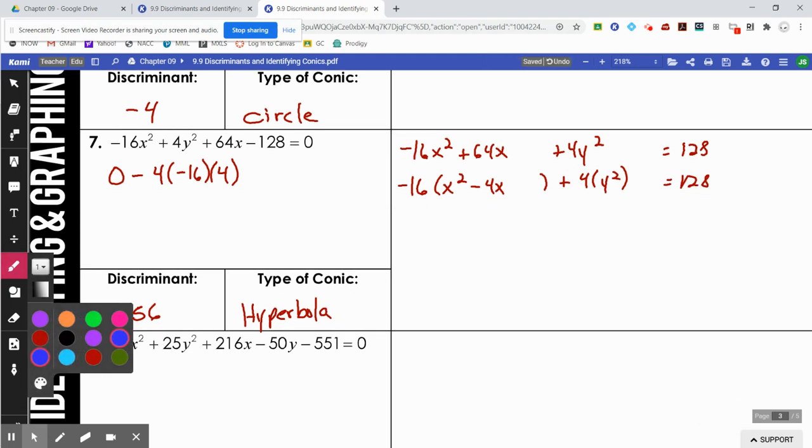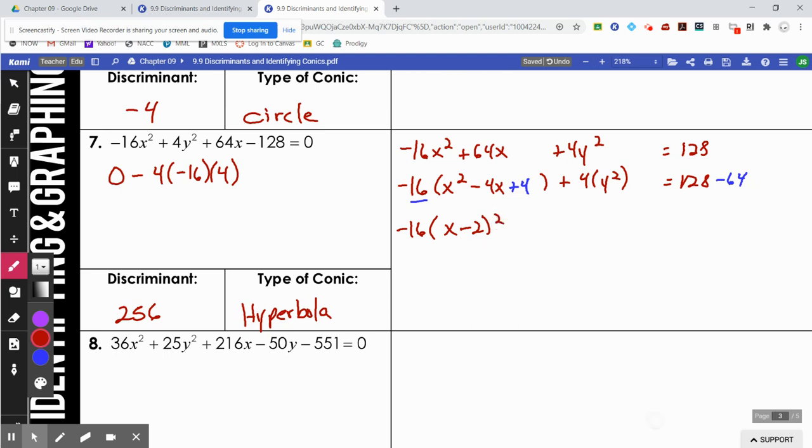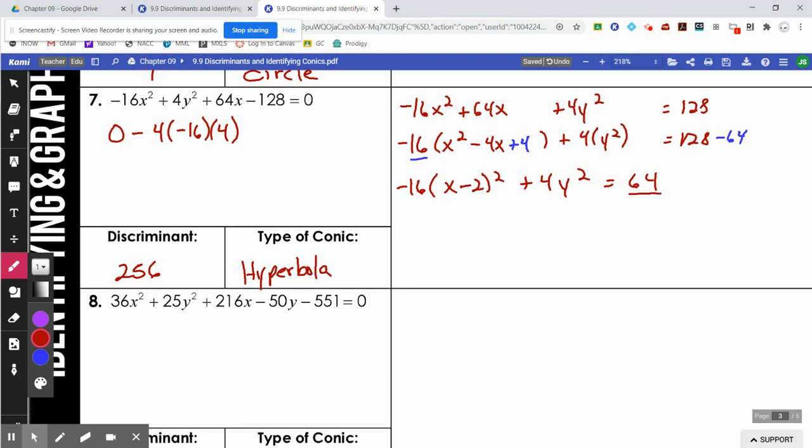Complete your square, half it, square it, you're going to add 4. You actually added negative 16 times 4, which is a negative 64. Let's now factor it. Bring down negative 16. This factors into x minus 2 squared plus 4y squared equals 64. For a hyperbola, this needs to equal 1. So let's divide every term by that 64 to get our 1 over there.